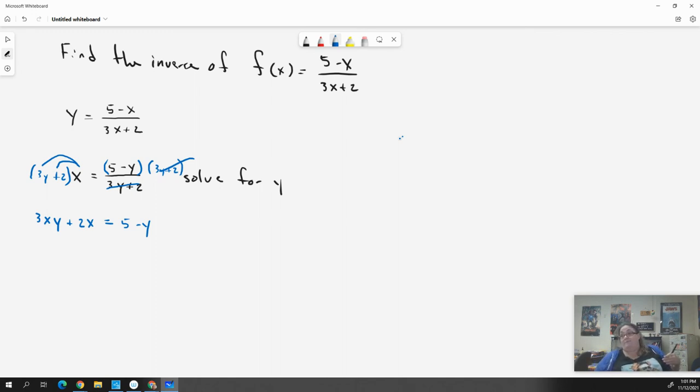What now? Well, I'm going to get all my y's on one side. Anything with a y on it, I'm going to have on one side. Anything without a y on it, I'm going to put on the other side. Right? So here, this doesn't have a y, so I'm just going to subtract 2x from both sides. And I get 3xy equals 5 minus y minus 2x.